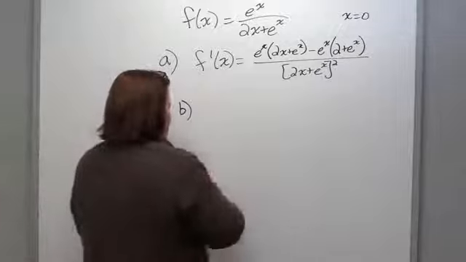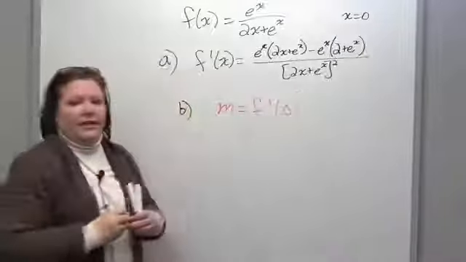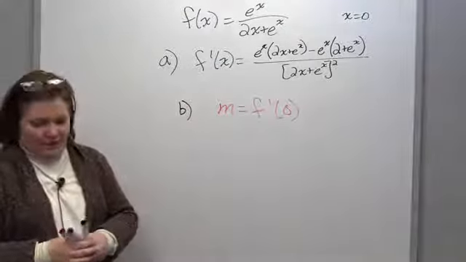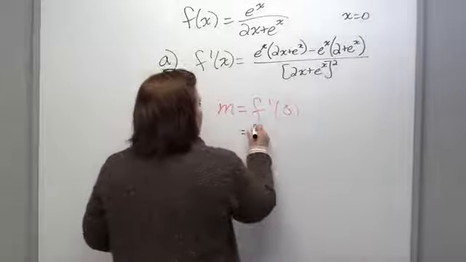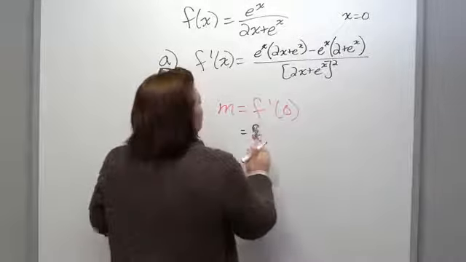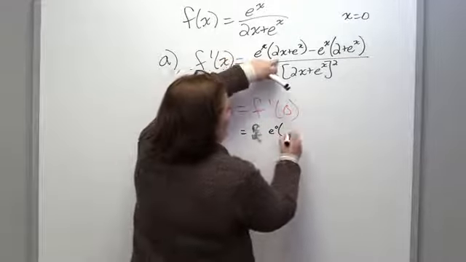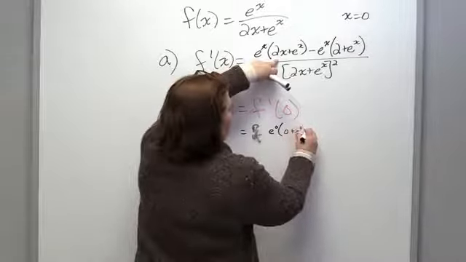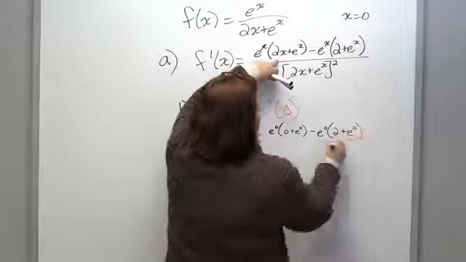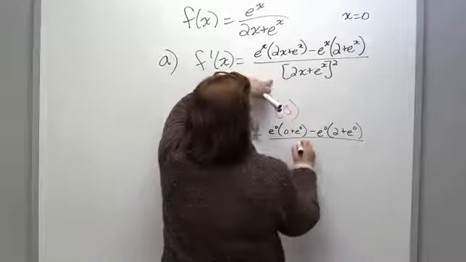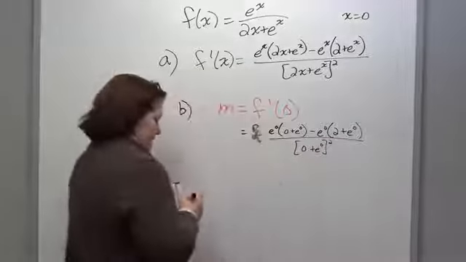So we're going to use the fact that m, our slope of our tangent line, is going to be f prime of 0. So being very careful, we have e to the 0. I'm going to write everything down. And then we're going to have 0 plus e to the 0 minus e to the 0, 2 plus e to the 0, all over 0 plus e to the 0 quantity squared.